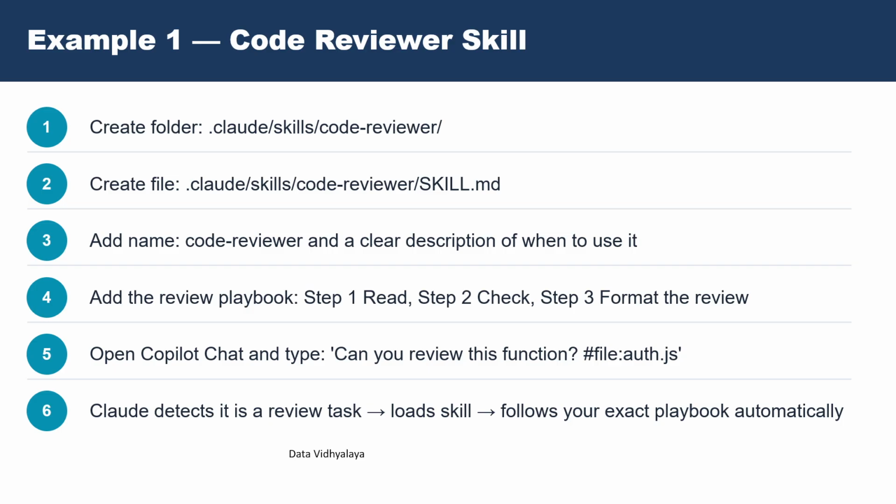So I showed the .claude skills, where you can store the global skills. If you want project-specific skills, you need to save them in the .github folder. Once you open the Copilot chat and ask it to review the function of an attached file, Claude detects its review skill. It detects whatever skill it has, loads the skill, follows the playbook, which is the markdown file, and then executes the task automatically.